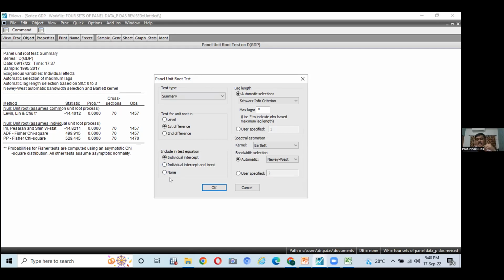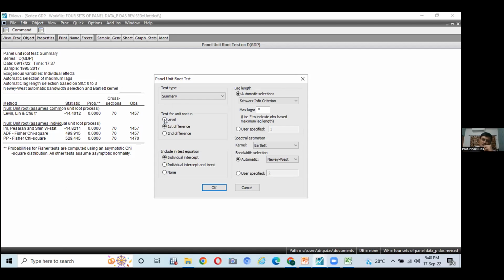And you will find so many results of test statistics. What is the majority result? If the majority of results indicate that the null hypothesis is rejected, then we can consider the variable stationary. When you perform all the tests, some of the test statistics may not be statistically significant. But if most of the results are statistically significant, then by the majority rule, we can consider that this particular variable is stationary at the first difference.